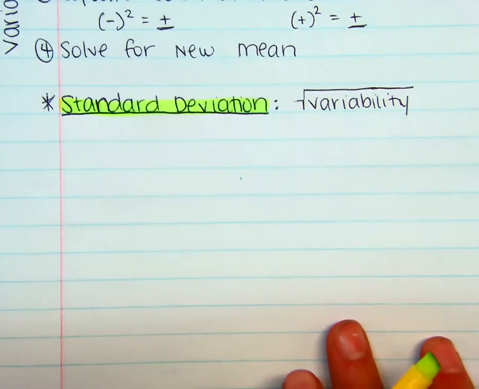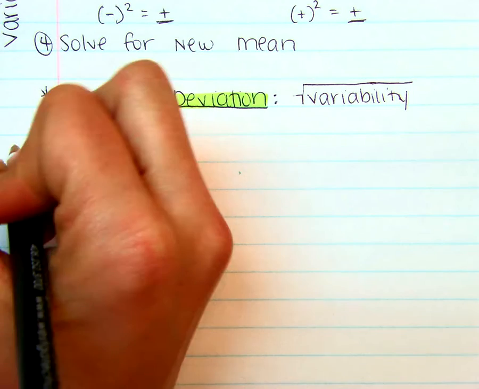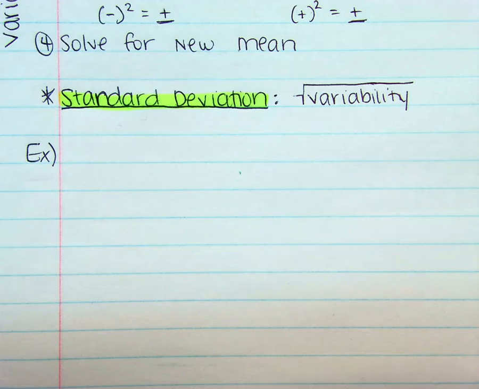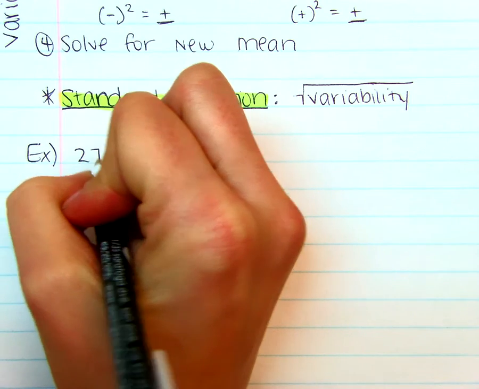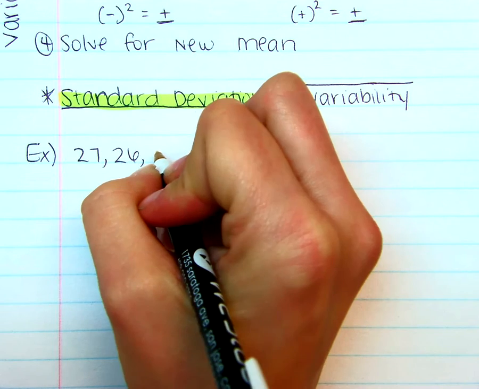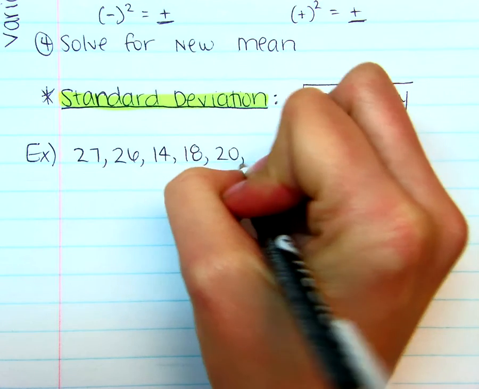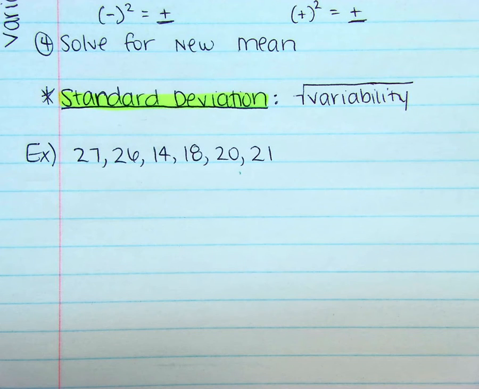All right, so let's work an example now. I took a couple of the test scores from our last quiz, and I made a list. So we've got 27, 26, 14, 18, 20, and 21. These are out of 25 points. We want to find out, one, what is the mean? What is the average? And two, what is the standard deviation for this particular quiz? So we're going to go through our steps.